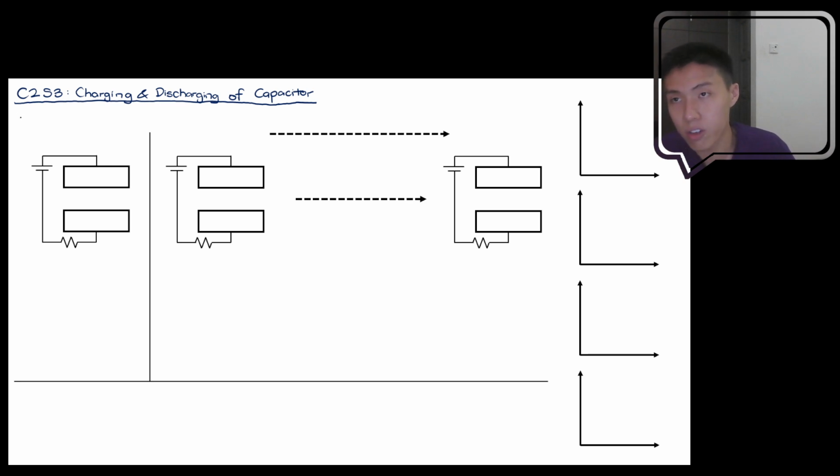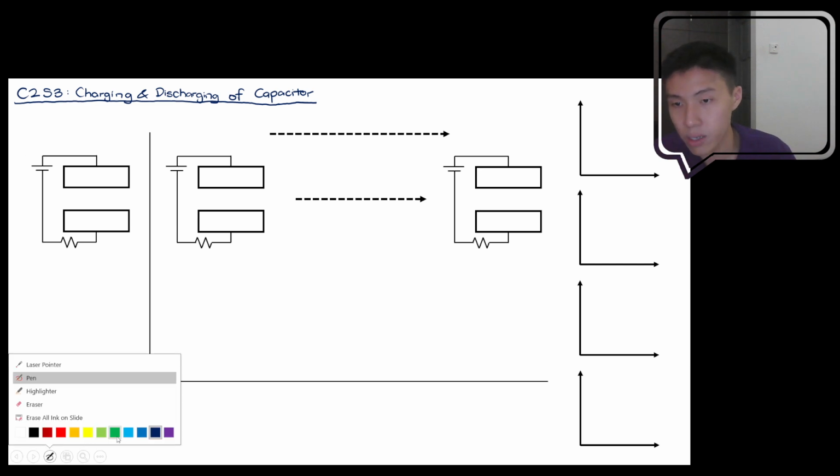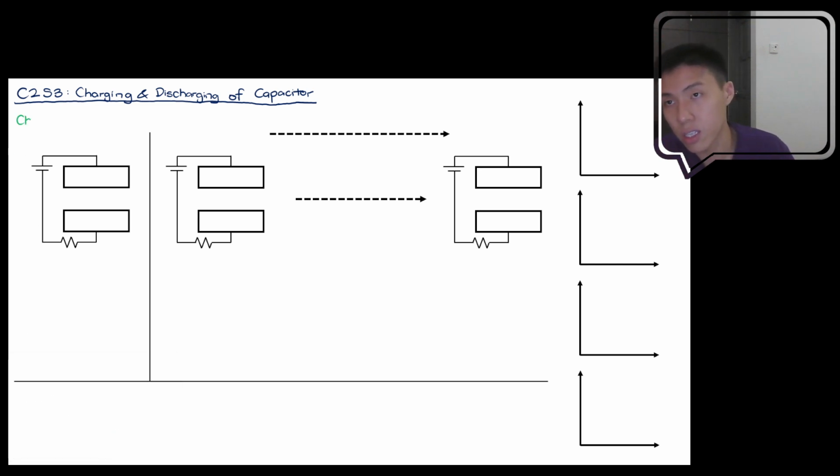Right now over here we have a charging circuit. As you can see, a charging circuit consists of a capacitor, and to charge it, you need to connect it to some sort of power supply. The simplest one is a battery or a DC power supply. And over here, you have a resistor. The resistor is to control how fast the capacitor is being charged. So this is a very basic charging circuit.